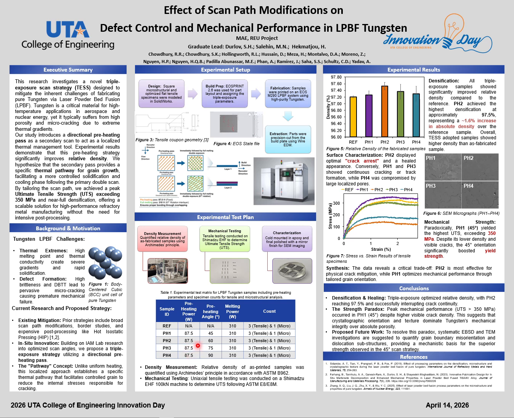Now I want to expand on the results, because we categorize our samples in three outcomes, which are density measurement by Archimedes principle, mechanical testing, and AFM characterization. On the densification, our results indicate a significant improvement across all test configurations. And we can see PH2 has the highest density noted here, which is 97.5%, a 1.6% increase in density.